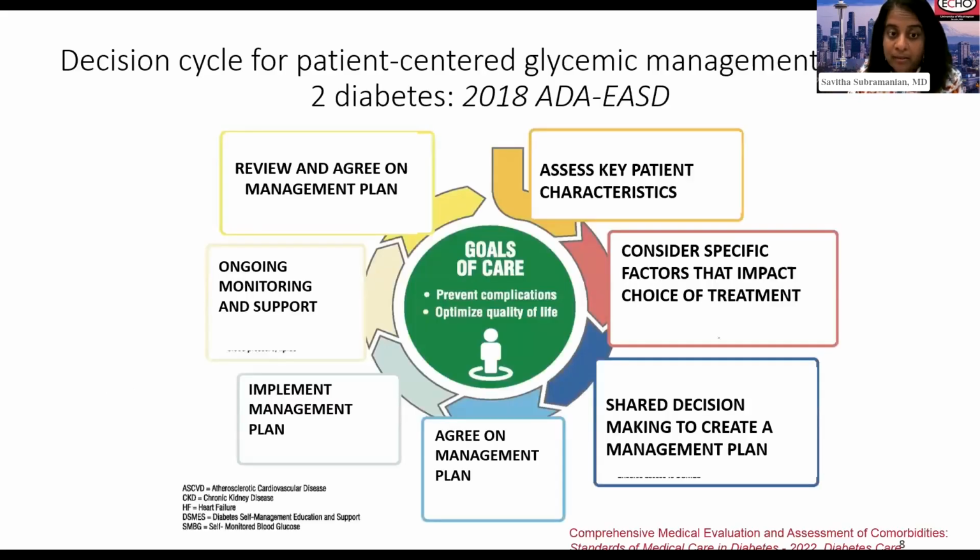And just a quick picture here of the general decision cycle for how you make decisions for people with diabetes. It's a shared decision-making process. You assess the patient's characteristics, what are the things that impact. These are all things you do, but it's just a pictorial representation. That's why you want to know what he does, what his home life is, who does the cooking, who does the groceries, what is his life like? Is he busy at work and forgets about things?